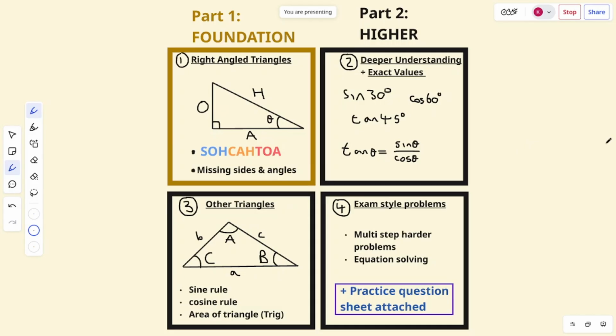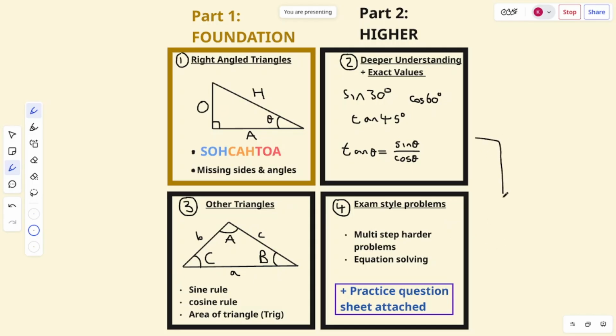Hello, this is part 2 of a series on GCSE Maths Trigonometry for Triangles. Here we will focus on exact angles, tan-sine relations, non-right-angled triangles including the sine, cosine and area of a triangle, and we will go through some harder practice problems at the end.